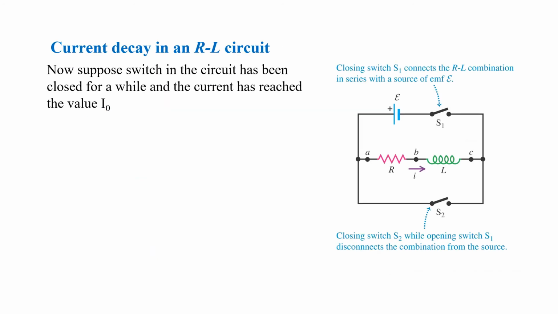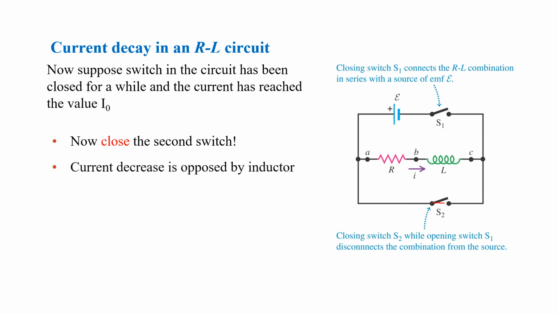Now let us look at the current decay in an RL circuit. Suppose the switch S1 in the circuit has been closed for a while, and the current has reached the maximum value, which we will call your I naught, which is equal to epsilon over R. Now let's close the second switch, S2, and while we close S2, we also open S1.